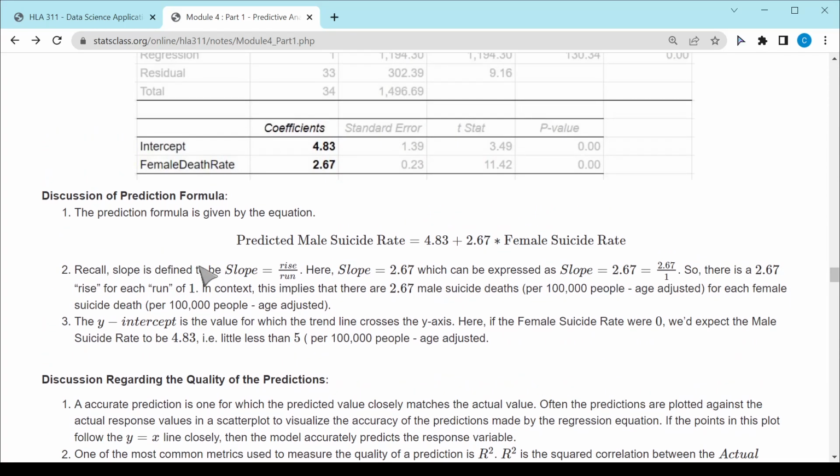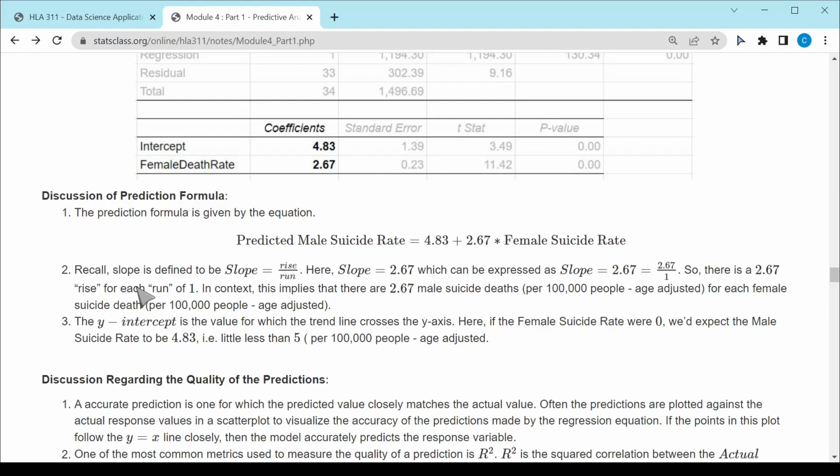Let's first talk about getting the prediction formula. So the prediction formula is given by those quantities listed underneath the coefficients. My Y, or my response variable, is predicted male suicide rate. That is equal to the intercept here, so the 4.83, plus the coefficient for the predictor variable. My predictor variable here is the female death rate from suicide. So that equation is, again, 4.83 plus 2.67 times the female death rate.